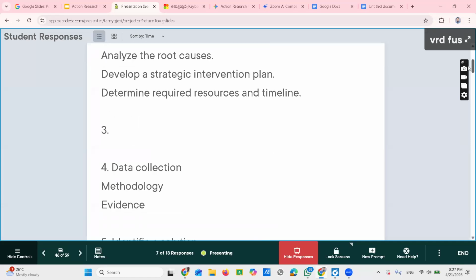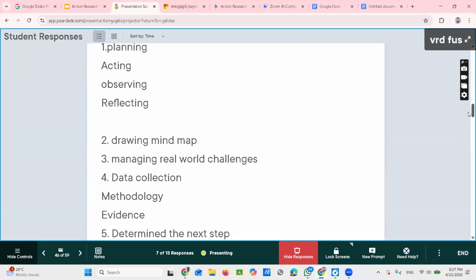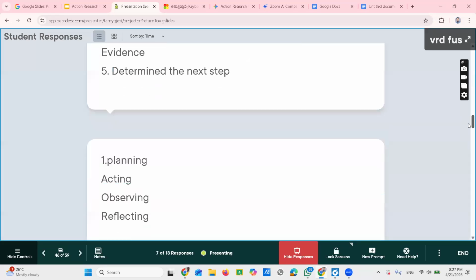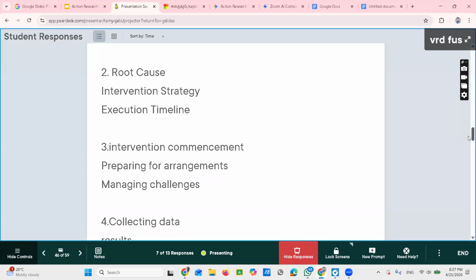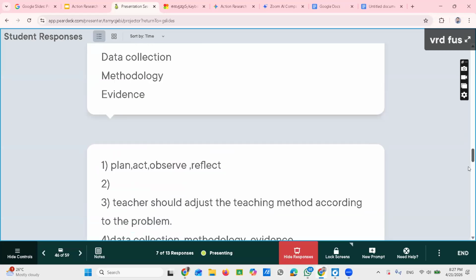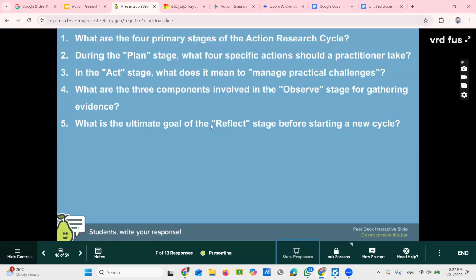Third question, no answer. Right. Manage in real world challenges. Intervention commencement, preparing for it. You want to think how to explain that as an example, right? You can explain this question through example, the challenge you can face during the intervention period.